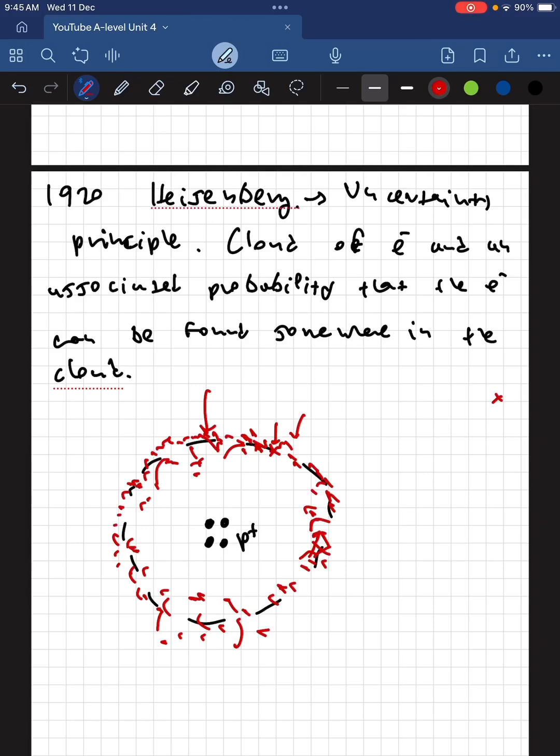We can only know the probability that the electron is there. So there is a non-zero probability that the electron is over here, but that probability might be like 10 to the minus 40 or something. So practically there are no electrons here. Whereas if we are over here, the probability is maybe, I don't know, maybe 5%, okay?